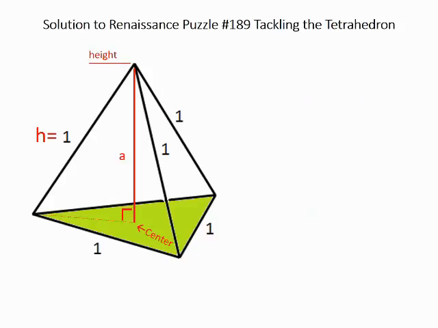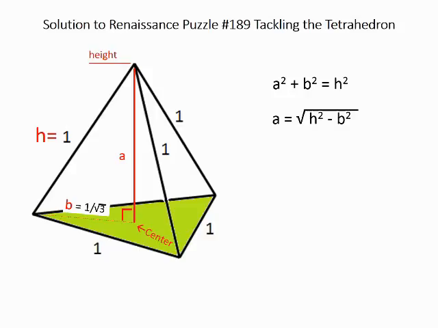So now that we know that the length B is equal to 1 over the square root of 3, figuring out the height A is a piece of cake. Pythagoras taught us that A squared plus B squared is equal to H squared. Solving for A, we get A is equal to the square root of H squared minus B squared.